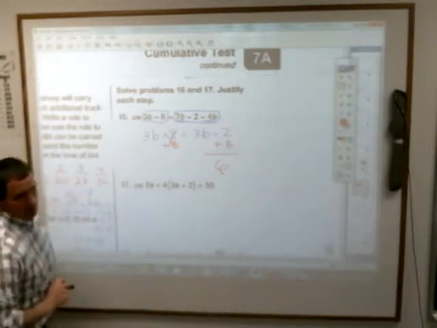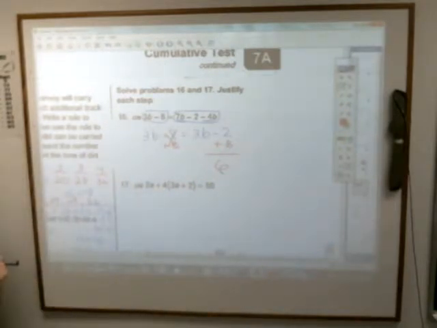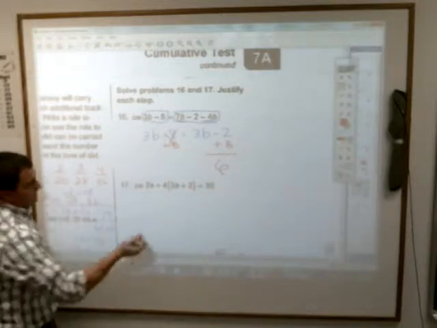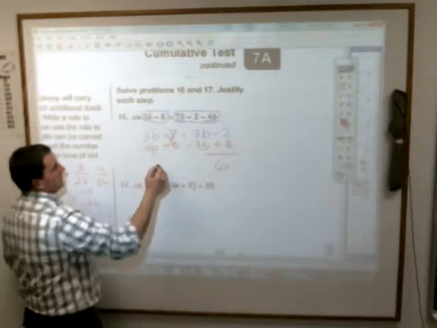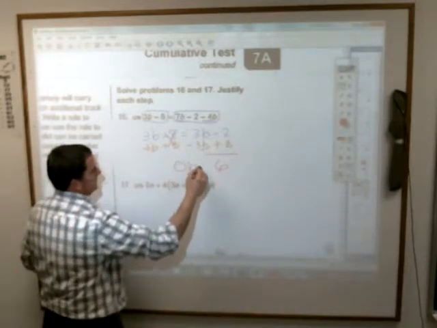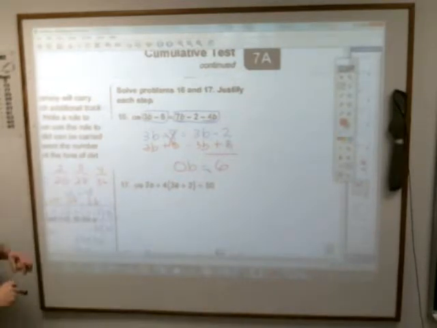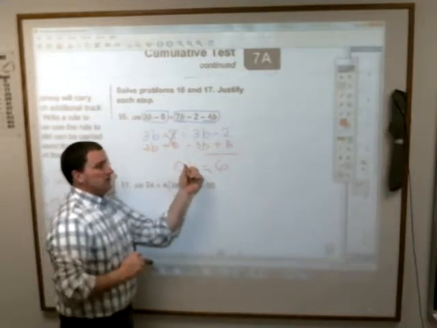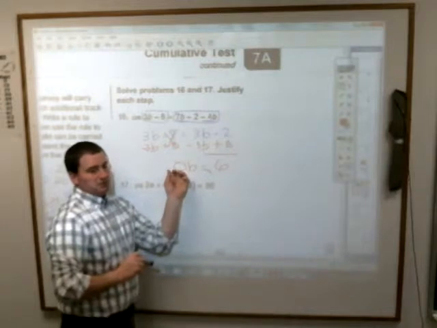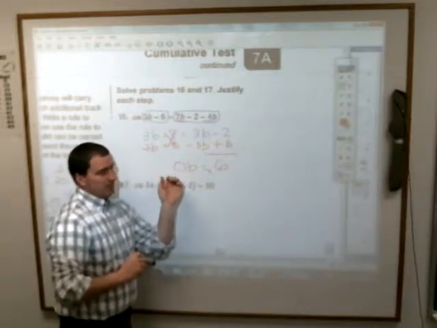Now I need to, somebody, John? Minus 3b. Okay, I need to get my b's to the other side, so I subtract 3b. I subtract 3b, and I get 0 b's equals 6. And here's where you have to be careful. A lot of people say, well, the answer is 0. The answer is not 0. You're asking 0 times what number is 6, and 0 times 0 is 0. It's not 6.